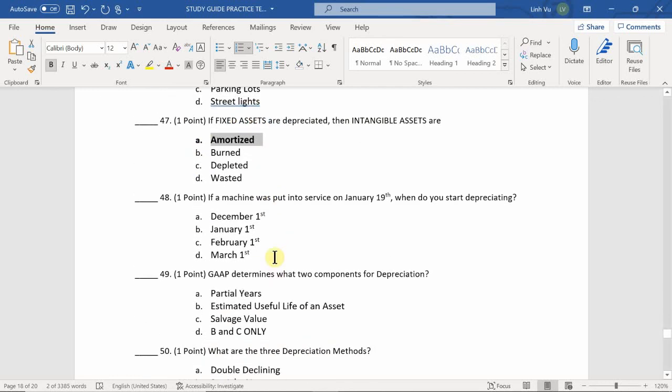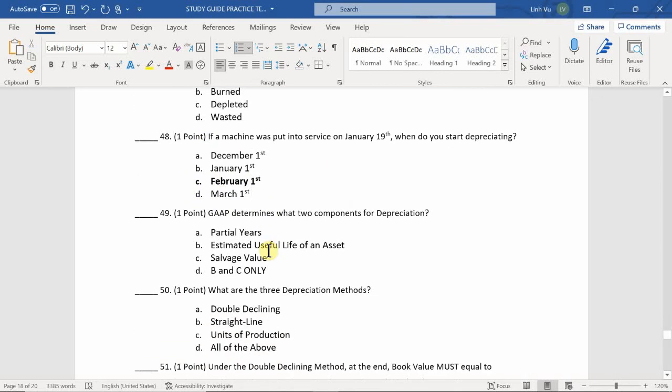Question number 48 says, if a machine was put into service as of January 19, when do you start depreciating this? February 1st, correct, because it falls after the first 15 days. So you are better to just depreciate starting in February, the next month.